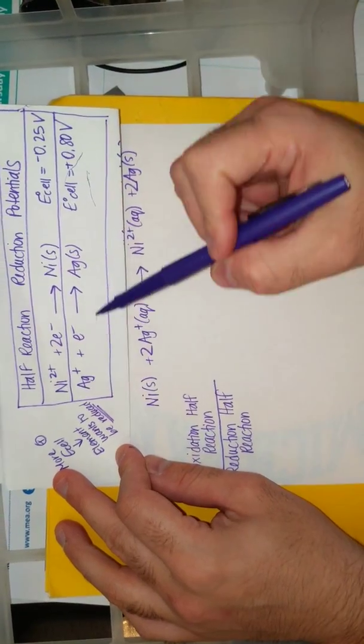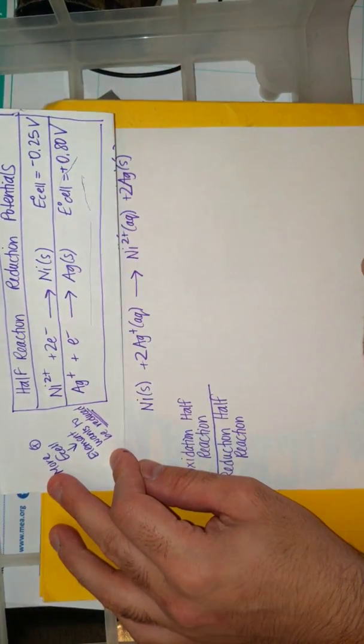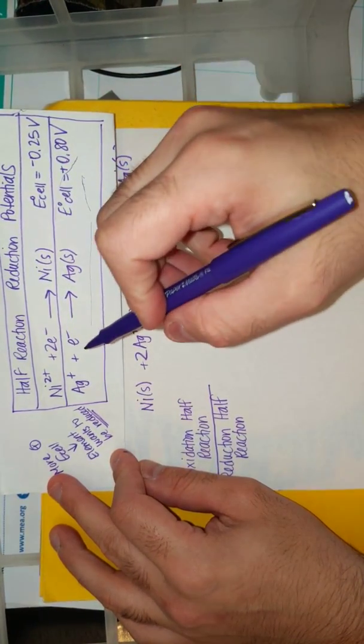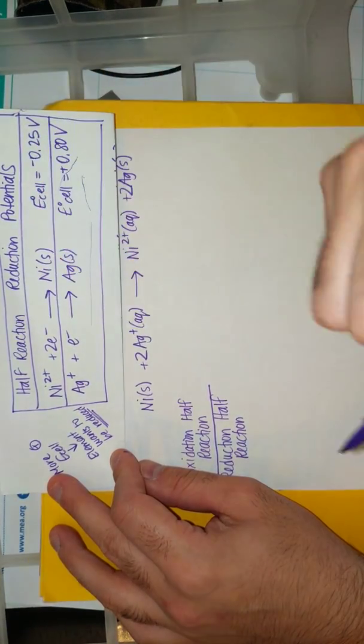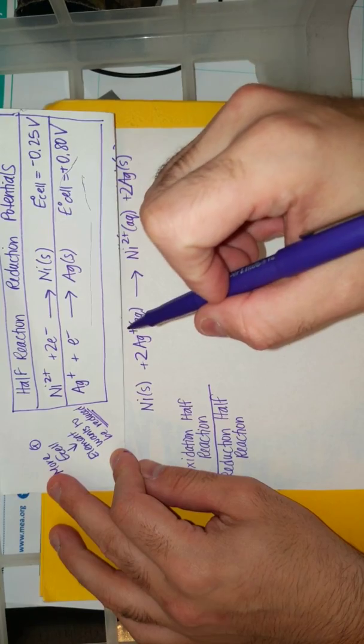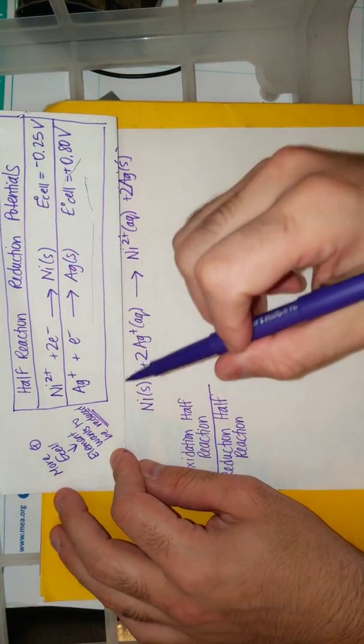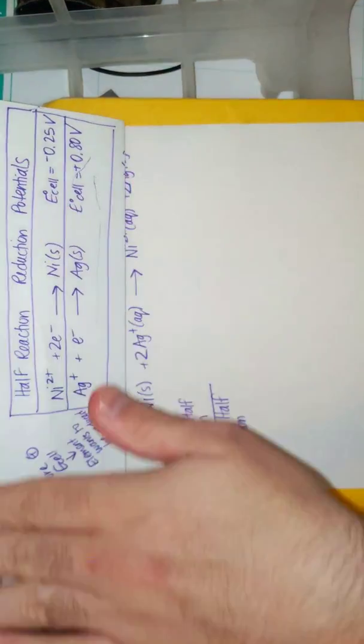That means that this reaction is more spontaneous than the reaction above. Silver will be reduced more spontaneously than nickel would, and silver would rather be reduced than nickel. And that's just an aside.